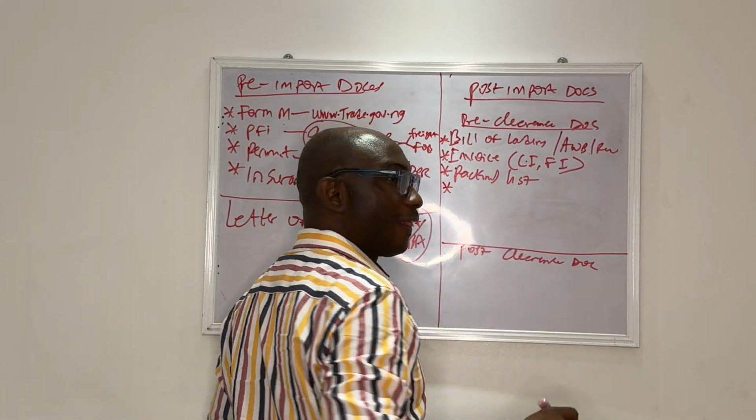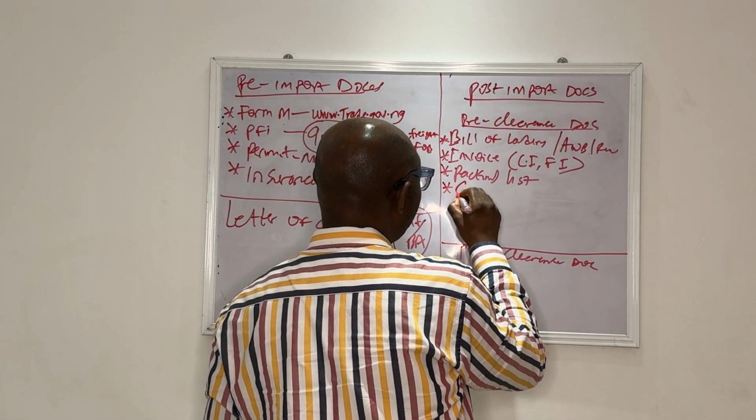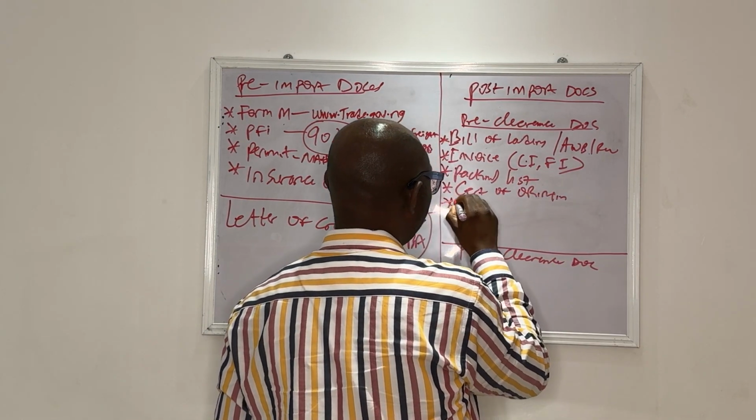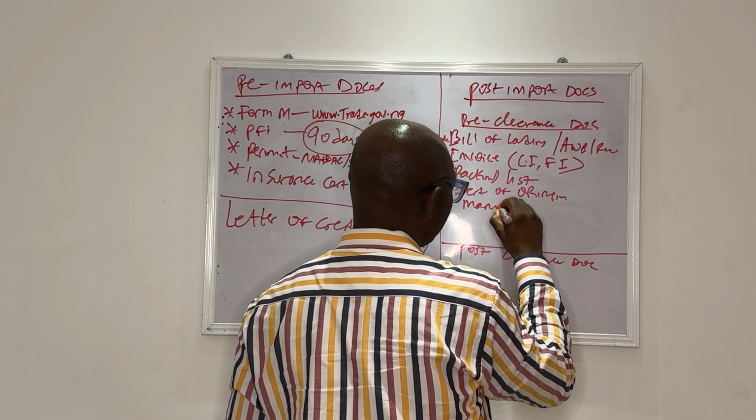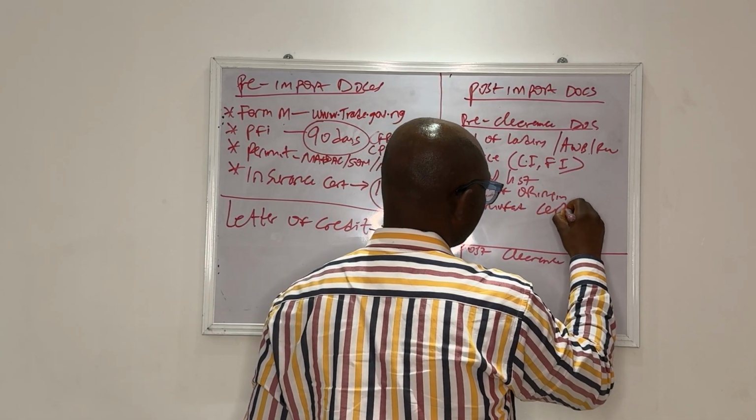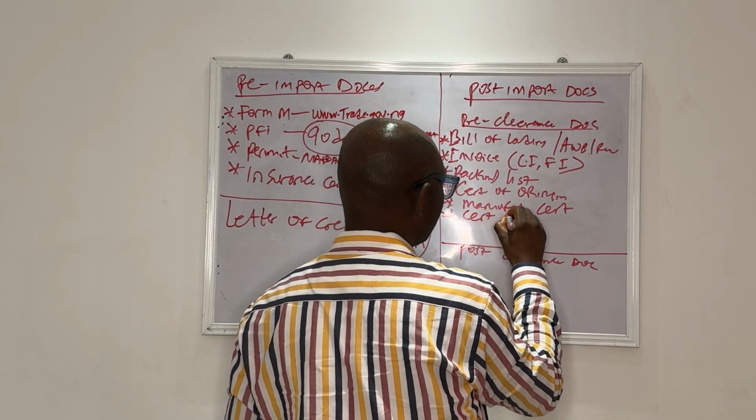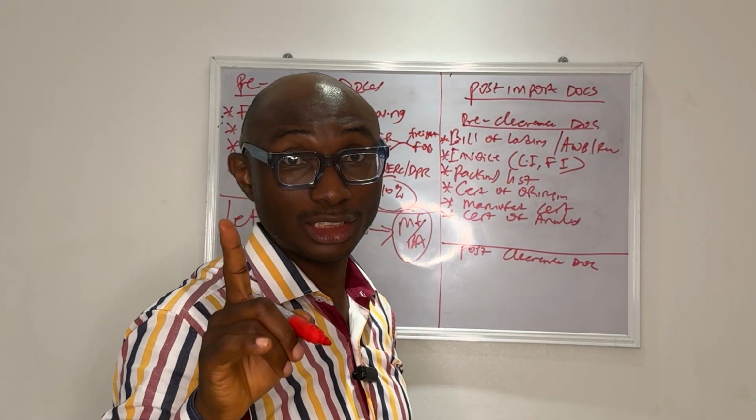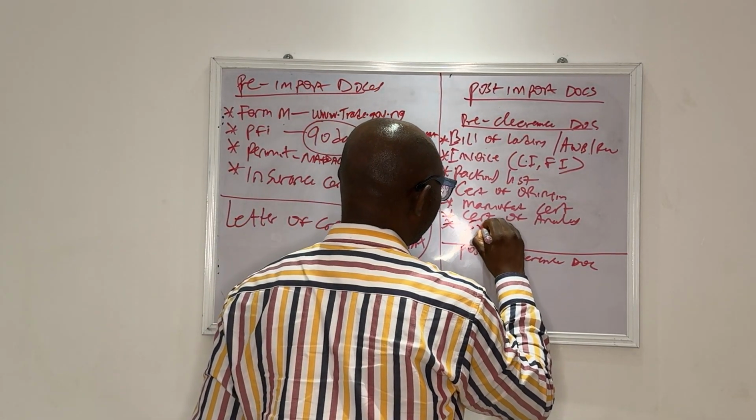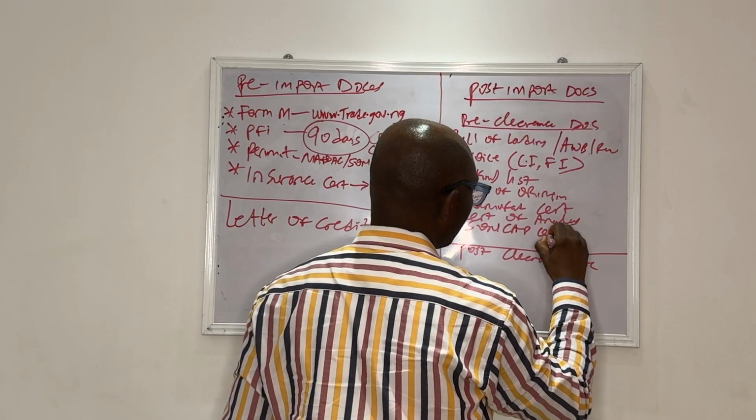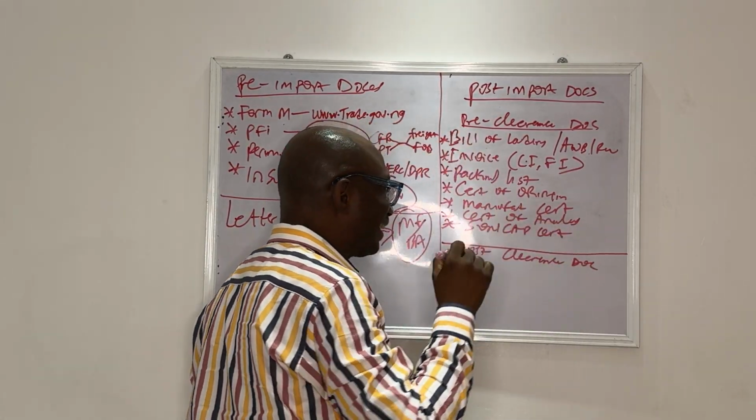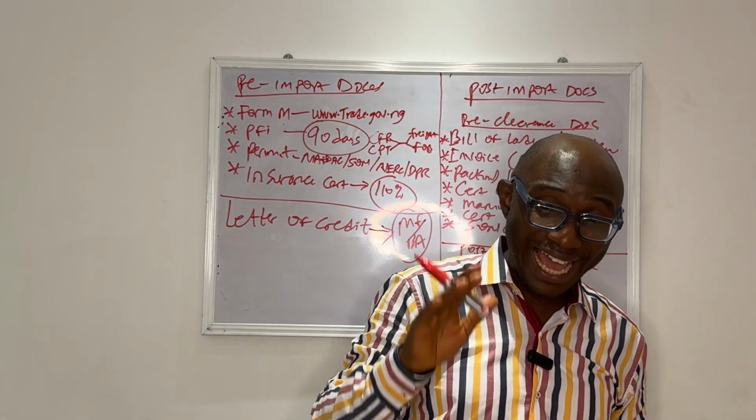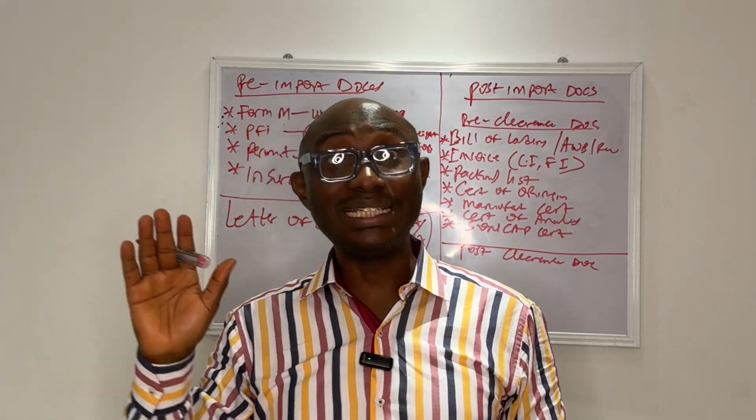Then you have the certificate of origin in some cases, particularly when it's manufactured good. Then you have the manufacturer certificate. Then certificate of analysis. Then if it is regulated by SON, you will have SON card certificate. Or any other certificate required, depending on the nature of the transaction.